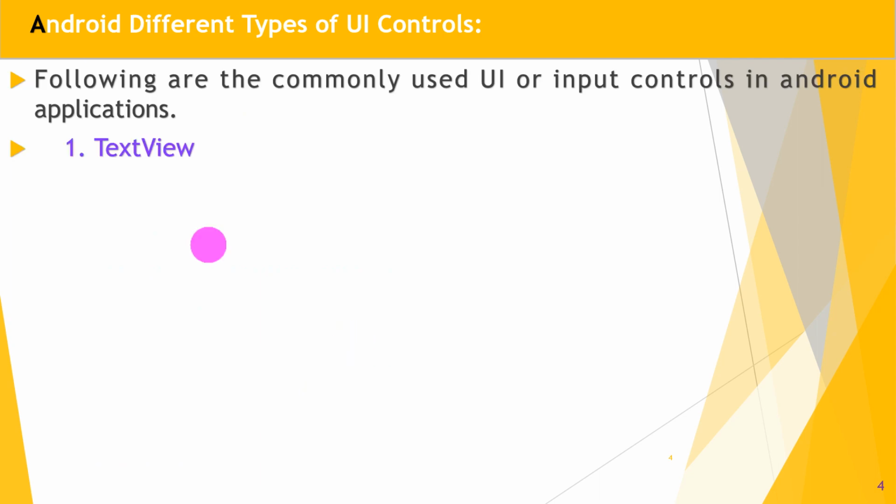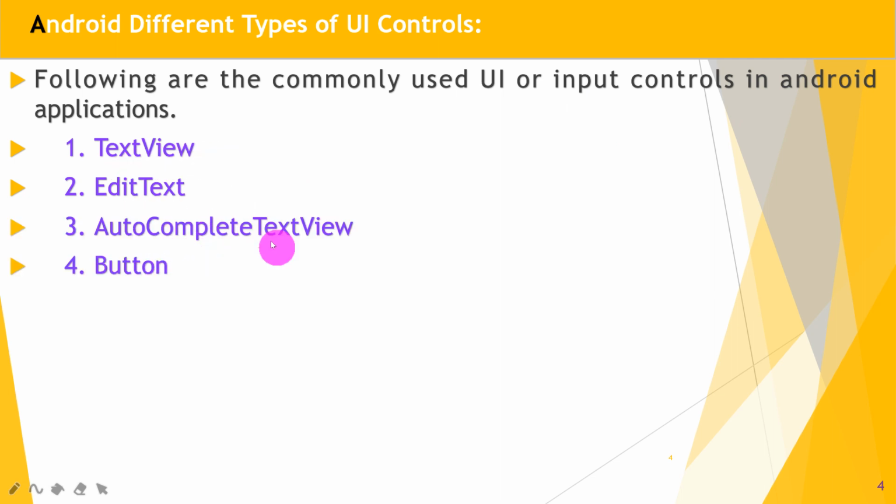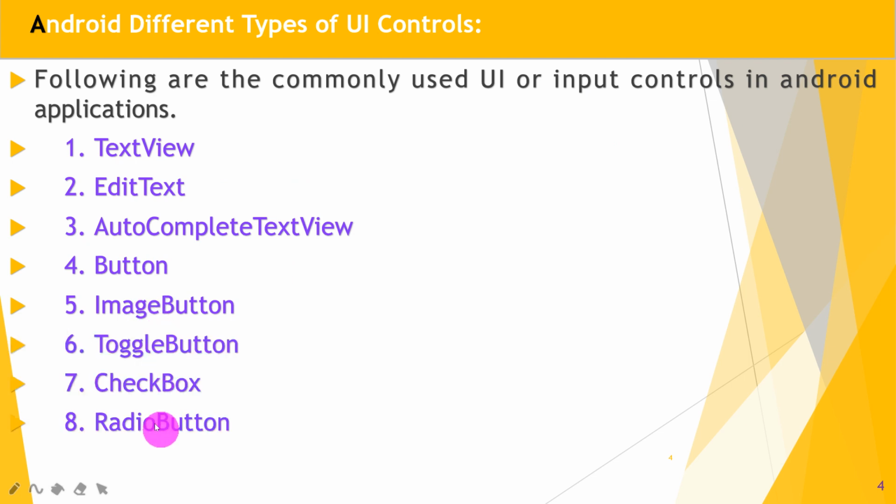Following are commonly used UI or input controls. UI controls are also called input controls in an Android application. So which are they? Text view, edit text, autocomplete text view, button, image button, toggle button, checkbox, radio button, radio group. Guys, text view, edit text and button, these views we have already seen and taken in the example parts also. Great. So for the remaining ones, we will take one example on each UI control or input control and see their different methods and properties.